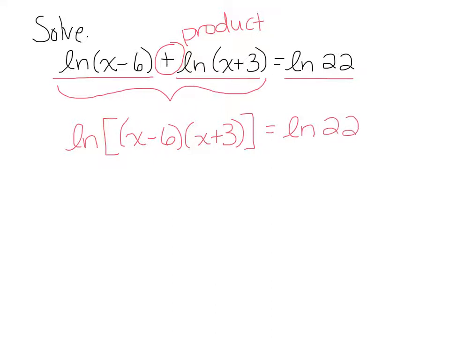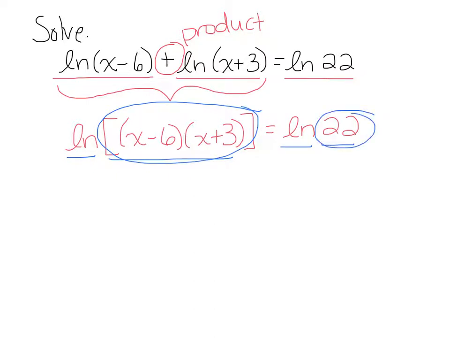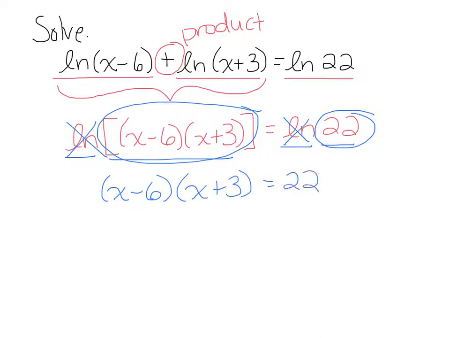At this point, notice that both sides have the natural log on them. The natural log of this should equal the natural log of this. Since that's the case, then that must mean that this must equal this. So we can take out the natural log and rewrite our equation as (x minus 6)(x plus 3) equals 22. And now we would solve this the way we normally would.